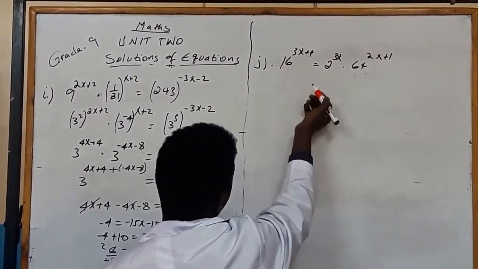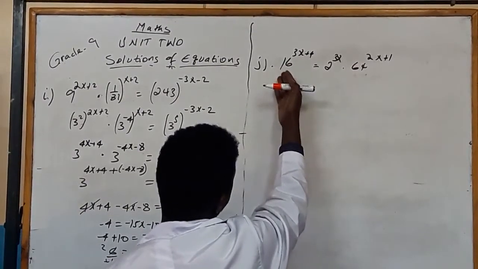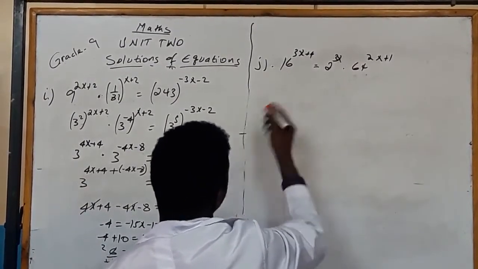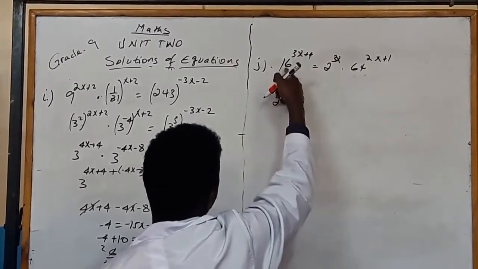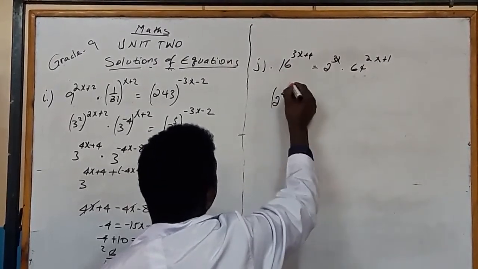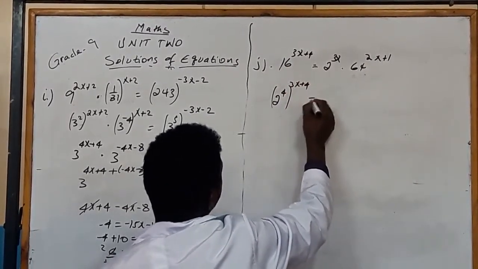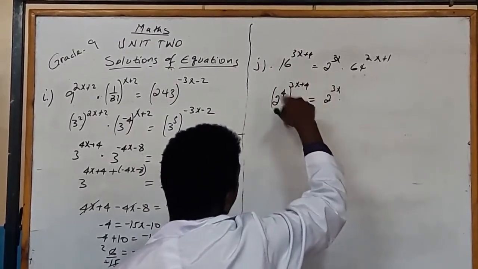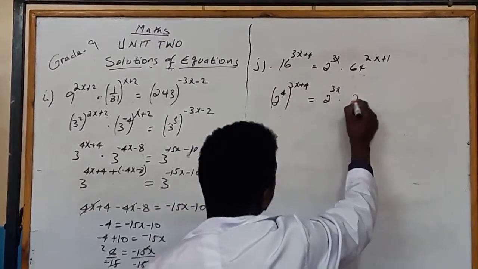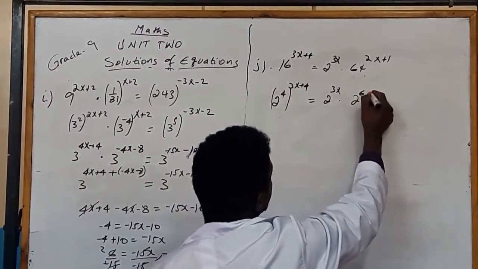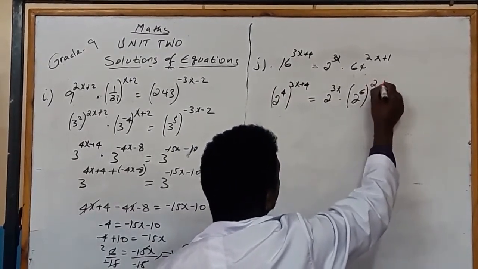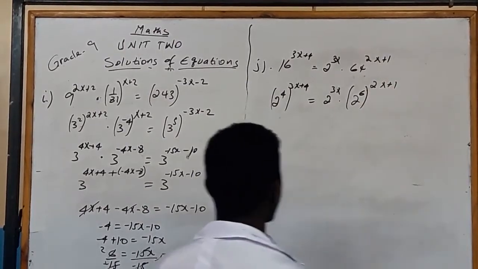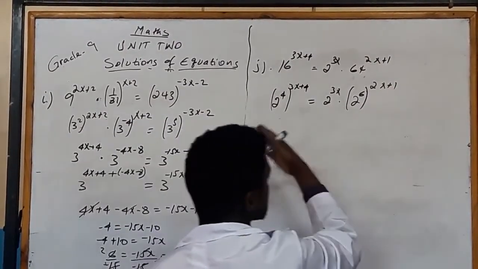So this number 16 can be written as a power of base 2. 2 to the power of 4 is 16, you know that. The whole to the power of 3x plus 4 is equal to 8 to the power of 3x times, again, 64 can be written as a power of base 2, 2 to the power of 6, the whole to the power of 2x plus 1. Now all the bases are similar.